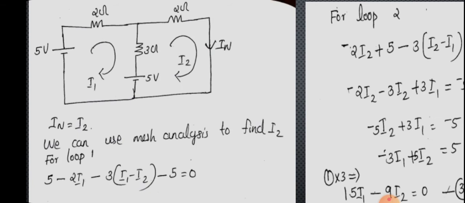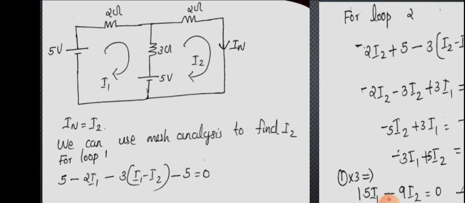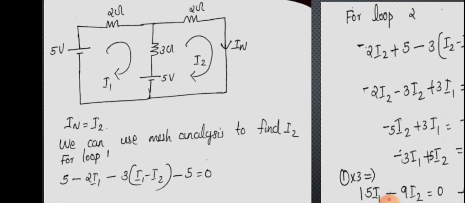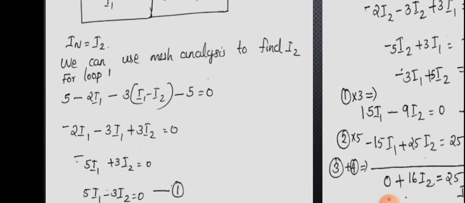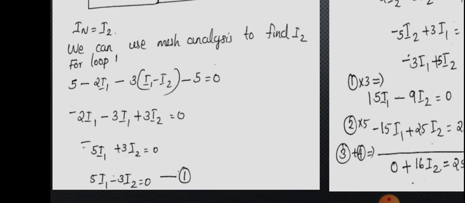And for solving the value of IN, we can use mesh analysis. Here we are assuming that I1 is the current through the first mesh and I2 is the current through the second mesh. And here we want to find out the value of IN. We can see that IN will be equal to I2. So for the first loop, we can write the mesh equation by using KVL as 5 minus 2I1 minus 3 into (I1 minus I2) minus 5 equal to 0. And by reducing that equation we will get 5I1 minus 3I2 equal to 0.